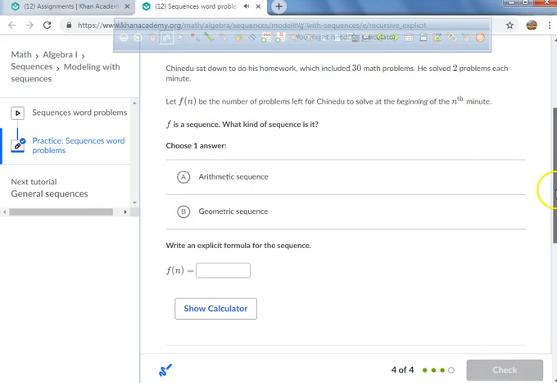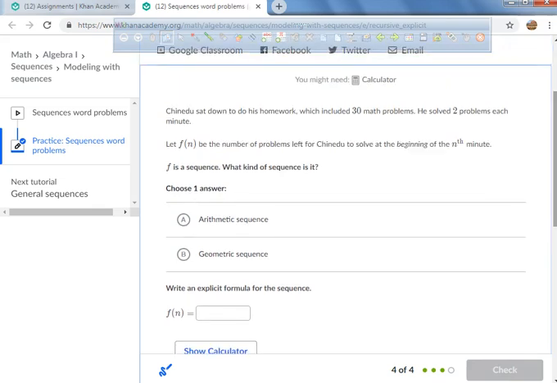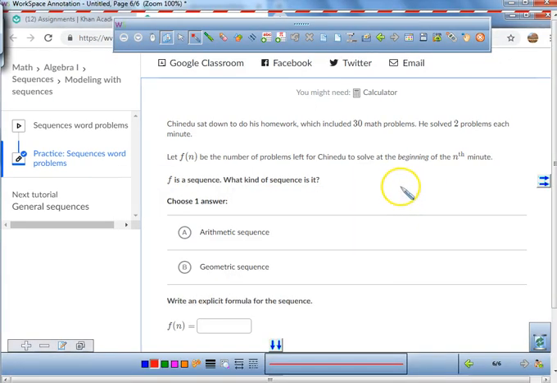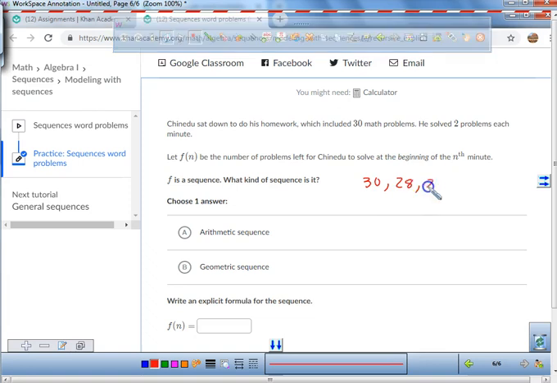Alright, last one. Here we go. Chinadu sat down to do his homework, which included 30 math problems. He solved 2 problems each minute. Let f of n be the number of problems left for Chinadu to solve at the beginning of the minute. Okay, so he starts with 30, and he works through a minute. What's it go down to? How many problems does he have left? 28, right? And then he goes down to 26, then 24.